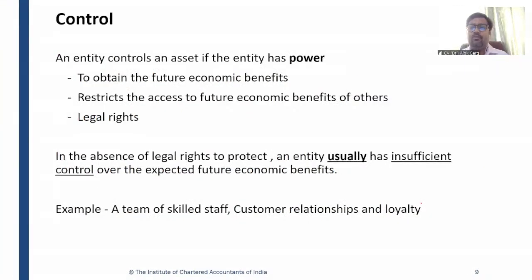Control, I have discussed with you with the example of a copyright as well. An entity controls an asset if the entity has power. Power to what? Power to obtain the future economic benefit. From the book, I'll get the royalty, right? And if anyone wants to copy my content, I can stop him. I can stop her. Power to restrict the access of others to the future economic benefit, right? I can stop others from accessing the future economic benefit from my content. I will have a legal right, power due to the legal rights.